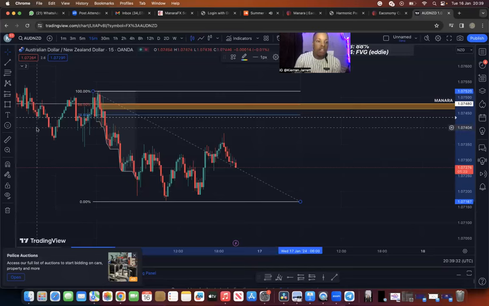Cool. Someone said, how do you know where to put your fib retracement? From the high to the low. That's it. Or from the low to the high, depending on the move.